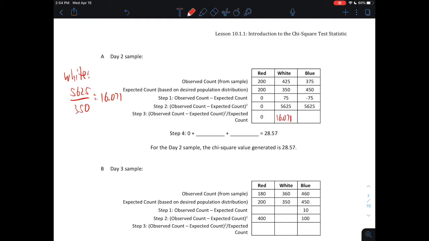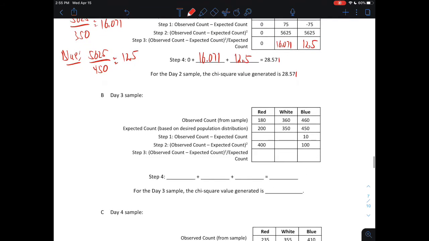And then for blue, we also have 5625, but remember the expected count is different. It's 450. So 5625 divided by 450 would give us 12.5. Then to get my chi-square value, I just add 0 plus 16.071 plus 12.5, and you would get 28.571, which you can see that they've written as 28.57, but we could put our 1 there if we want. So that's the chi-square value for day 2.